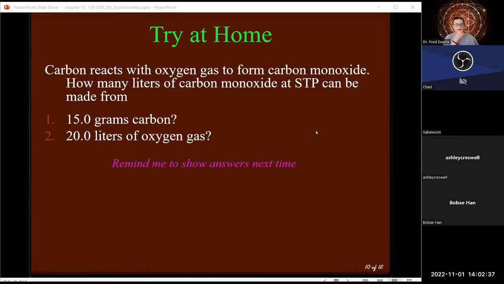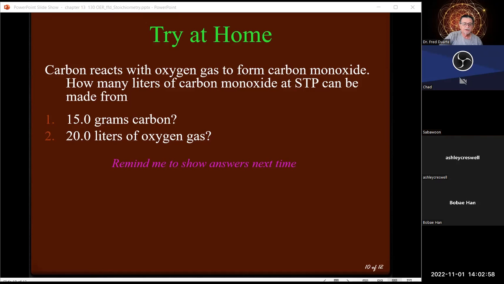Where we have carbon reacts with oxygen to form carbon monoxide. How many liters of carbon monoxide at STP can be made from 15 grams of carbon? Well, let's try these. We've got time right now. Let's try the first one. I'll let you have the second. You can try the second one at home.